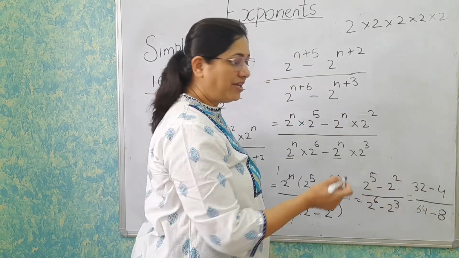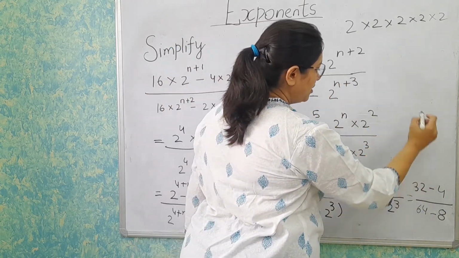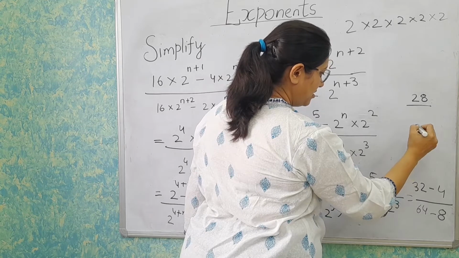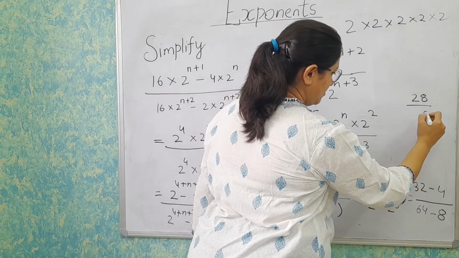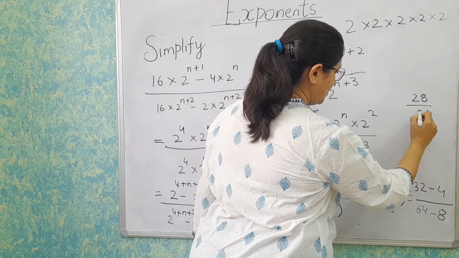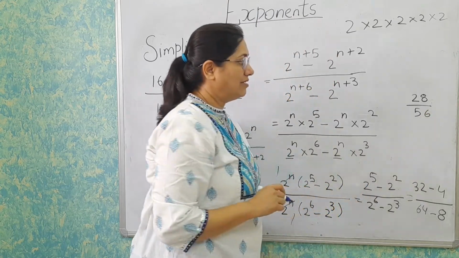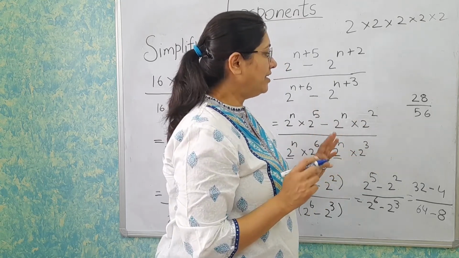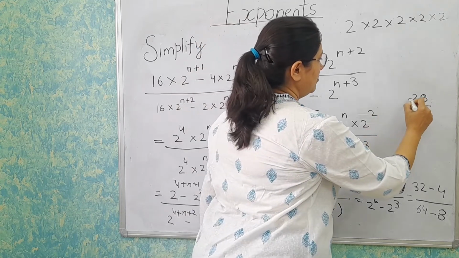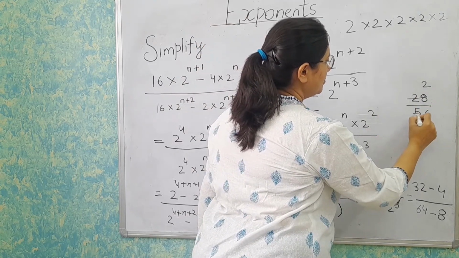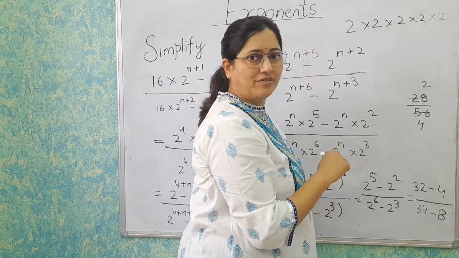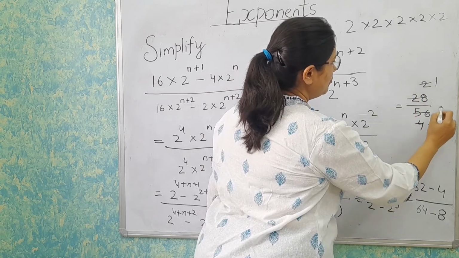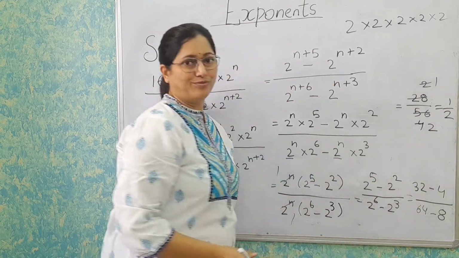And now I have to simply subtract the numbers. 32 minus 4 is 28, divided by 64 minus 8. This is 6 and this is 56. Now this 28 and 56 can be divided by a common divisor and that is 14. 14 2s are 28. 14 4s are 56. Again 2 upon 4 can be divided by 2. 2 1s are 2, 2 2s are 4. So our answer is 1 upon 2. So this is the answer.